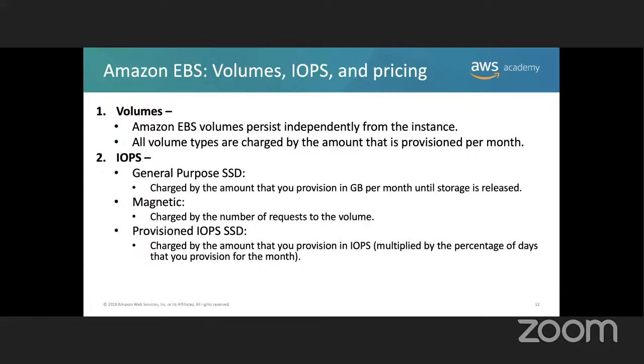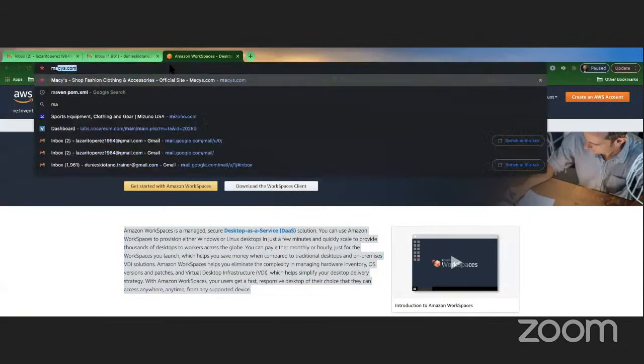Don't forget there are three main factors for cost in AWS: compute, storage, and outbound transfers. So storage, you're going to be charged for that. Now IOPS, general purpose SSD, you're charged by the amount that you provision in gigabytes per month until the volume is released, right? If the volume is attached to an instance, you're going to be charged for that. Magnetic, that's another type of storage.